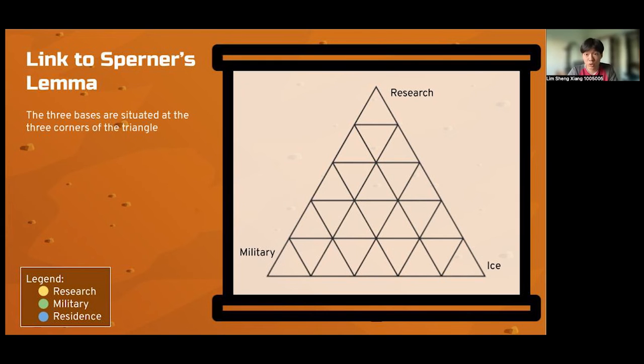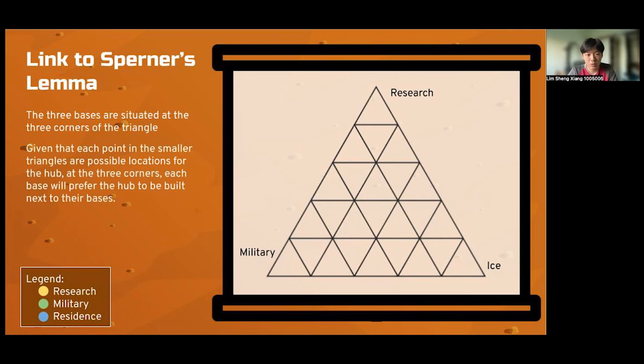We first define the 3 bases to be situated at the 3 corners of the triangle, as seen here: research, military, and ice. Given that each point in the smaller triangles are possible locations for the hub, at each of these three corners, each base will prefer the hub to be built next to it. Therefore, at the three corners, it will be colored yellow, blue, and green respectively, as shown here.